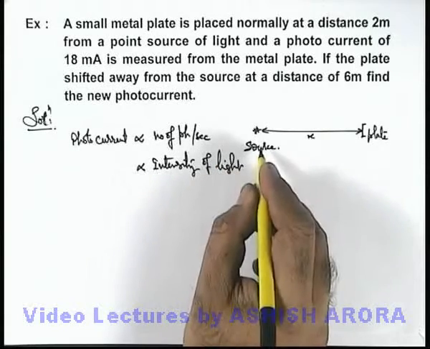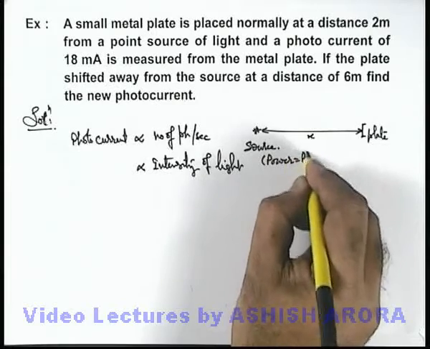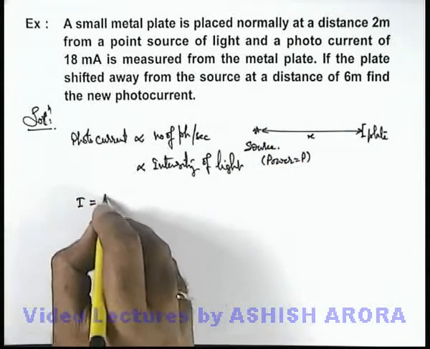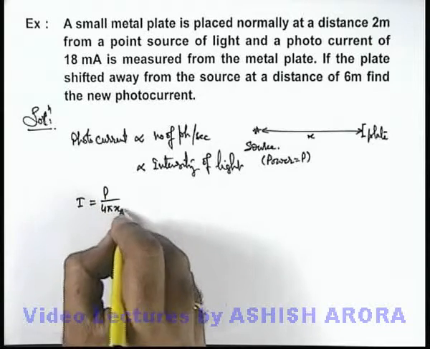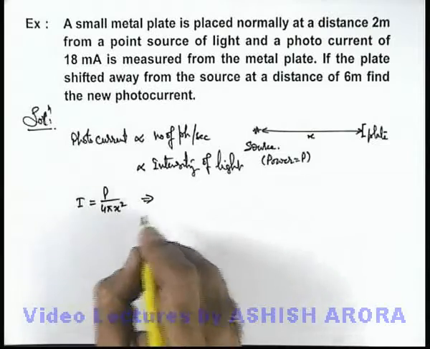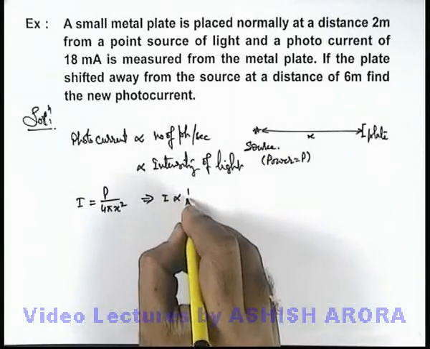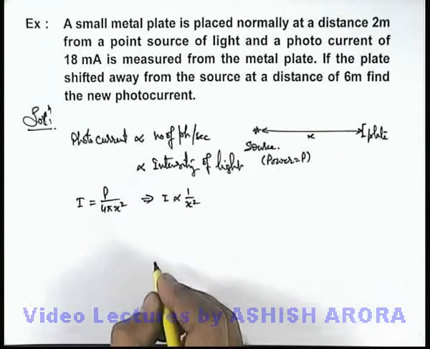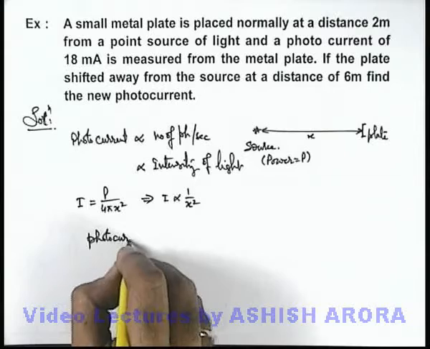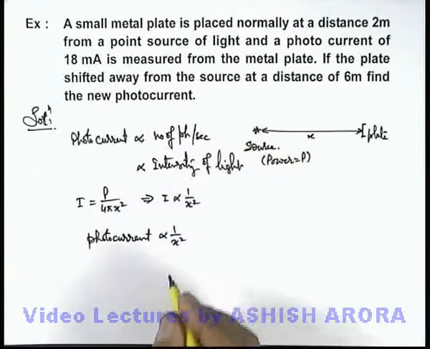And if there is a point source having a power P, here we can say at a distance x due to a point source, intensity is given as P by 4 pi x square, that we already studied in the previous section. And in previous sections we have studied that for a point source, intensity is inversely proportional to x square. Here we can directly write the photocurrent will also be inversely proportional to the square of the distance.